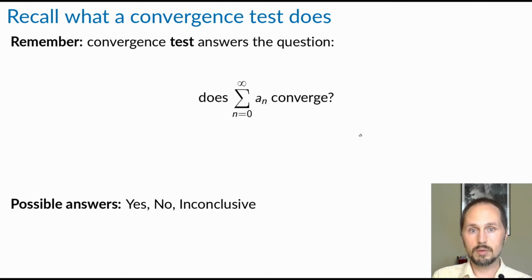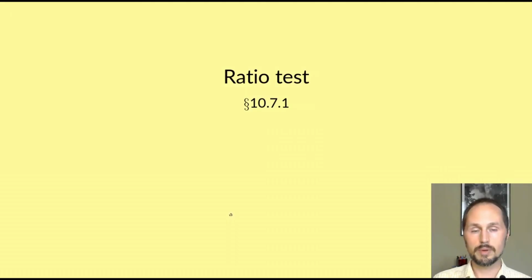So recall, what is the point of a convergence test? A convergence test takes as input a series. So here we have the series sum n equals 1 to infinity of a sub n. And the question we're trying to answer is, does this series converge, yes or no? The possible answers from our test are yes, it converges; no, it diverges; or the test is not powerful enough to address the problem, so it's inconclusive. Okay, so let's talk first about the ratio test.